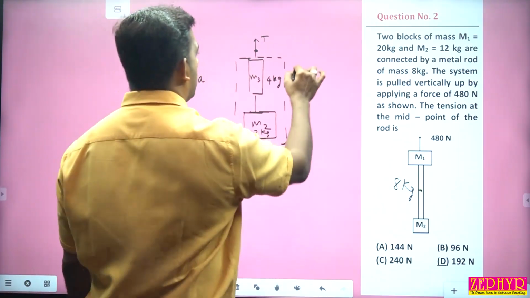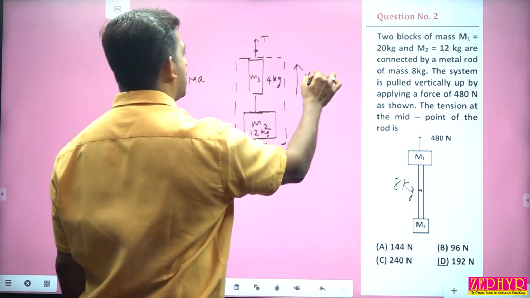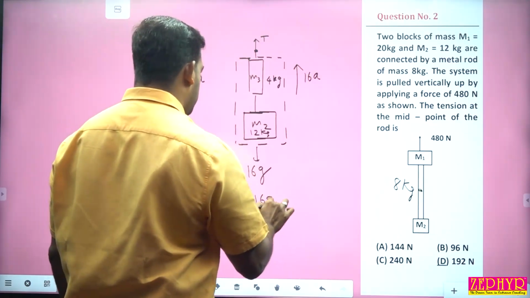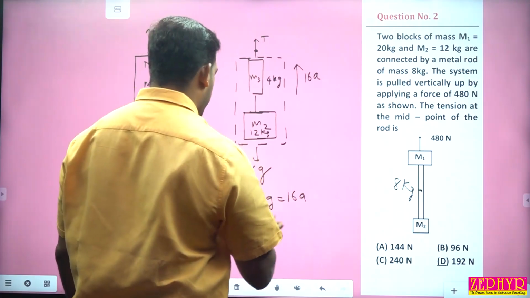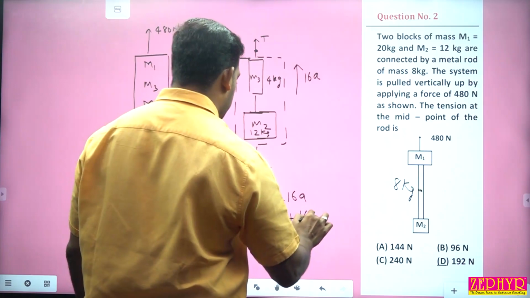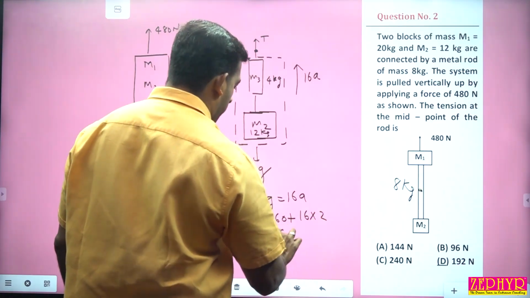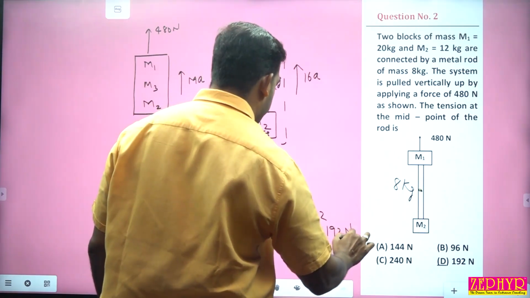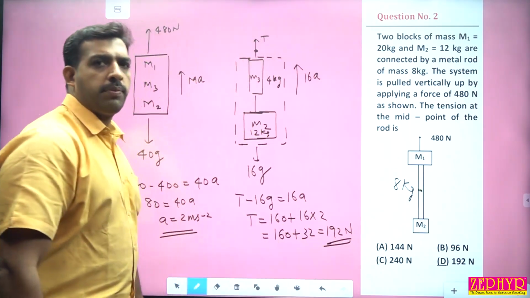Tension is acting upward. The entire system is moving upwards. So 16A is acting upwards. So T minus 16G is equal to 16A. T equal to 160 plus 16 into 2, 32. So 160 plus 32, that is equal to 192 Newton. Answer is 192 Newton. Is it clear?